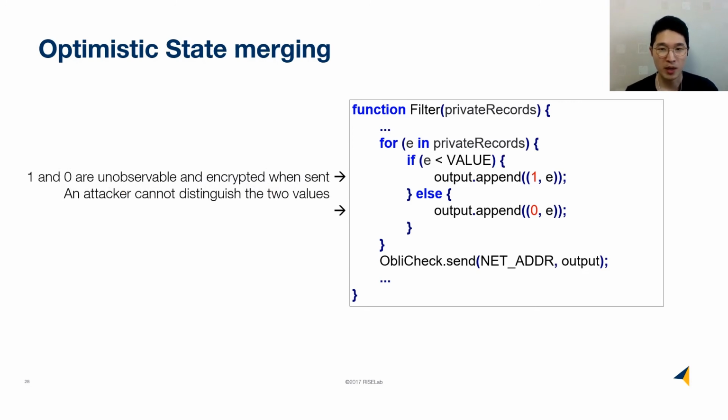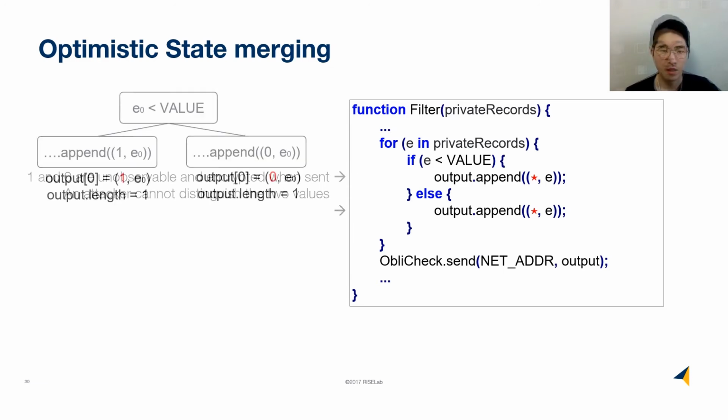Here we utilize the domain-specific knowledge. In oblivious algorithms, we assume that the actual values are in the unobservable space, so an attacker cannot distinguish 1 and 0 since the attacker only watches the encrypted data. Based on this domain-specific knowledge, ObliCheck over-approximates these values and replaces them with a symbolic variable which can be an arbitrary value. We put a star to denote this in the code. So after calling the append function, output 0 now stores the star instead of 0 and 1 in both paths.